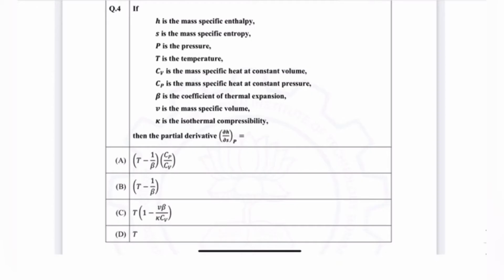The question is, if H is the mass specific enthalpy, S is the mass specific entropy, P is the pressure, T is the temperature, Cv is the mass specific heat at constant volume, Cp is the mass specific heat at constant pressure, beta is the coefficient of thermal expansion, V is the mass specific volume, K is the isothermal compressibility, then the partial derivative ∂H/∂S at constant P is.